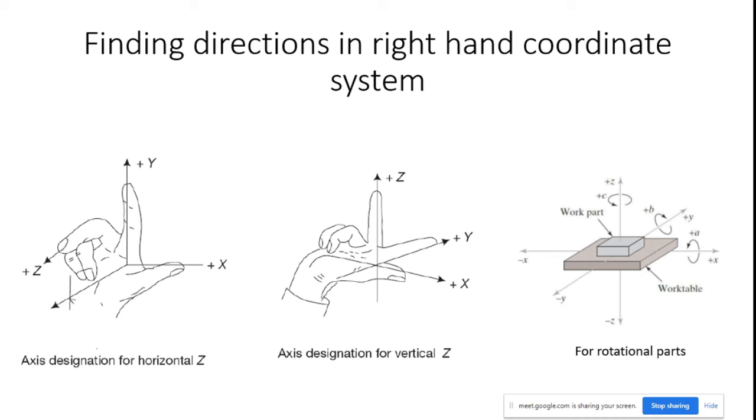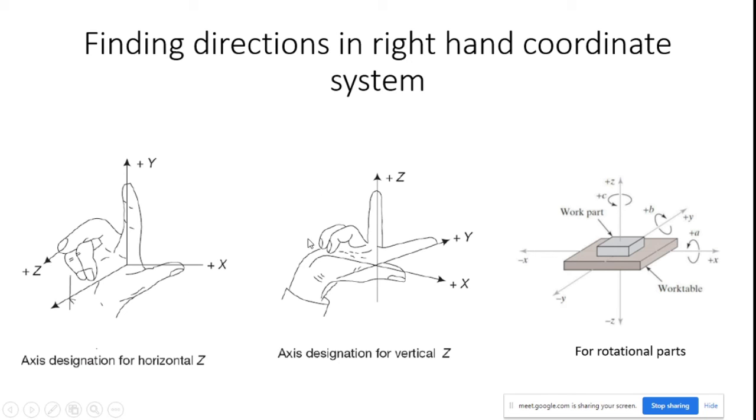Here you see axis designation for horizontal Z, and axis designation for vertical Z. Two things are available. You can place your hand: your thumb always shows the x-axis, the first finger shows the y-axis, and the third finger shows the z-axis. The same happens in axis designation for vertical z. The directions of machine axis follow the right hand coordinate system.